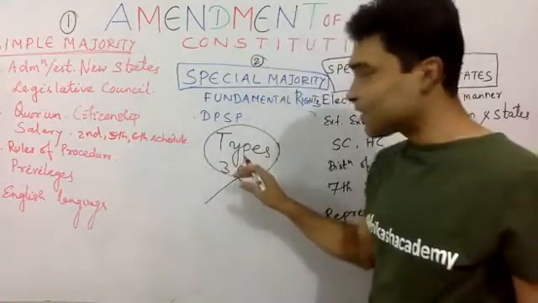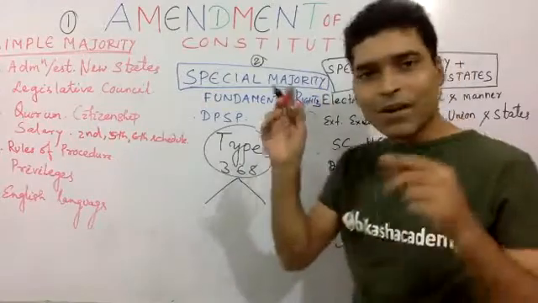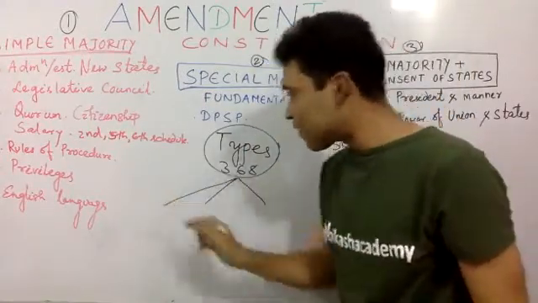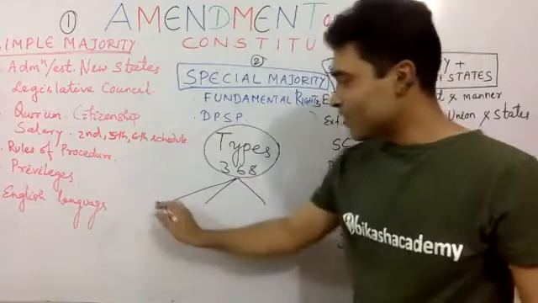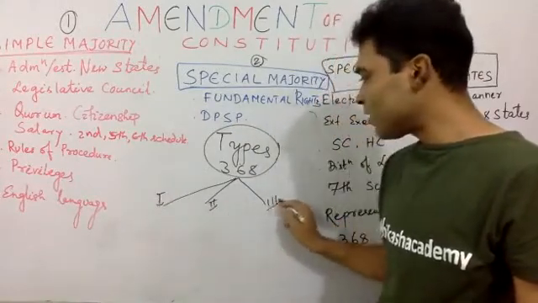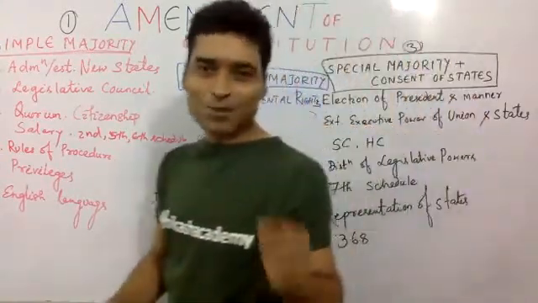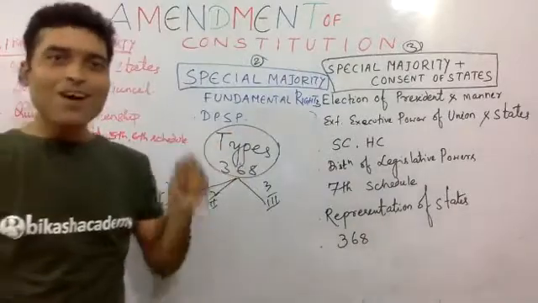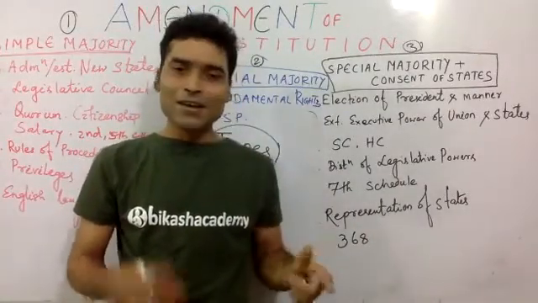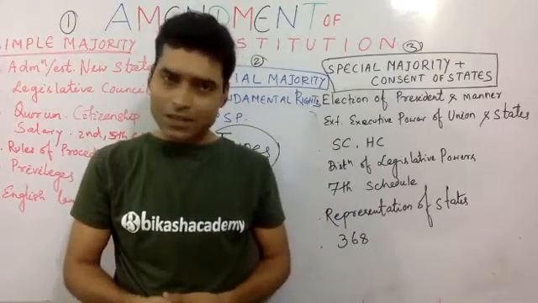Under Article 368, we have only two amendment procedures. But if you take all other articles into account, you'll find there are three categories or types of amendment: Type 1, Type 2, and Type 3. So you can write like this also, no issue. There are three types of procedures or methods of amending, correcting, rectifying, or deleting provisions of the Constitution of India. Let's discuss each of them.